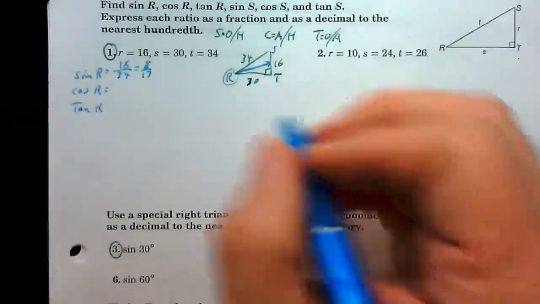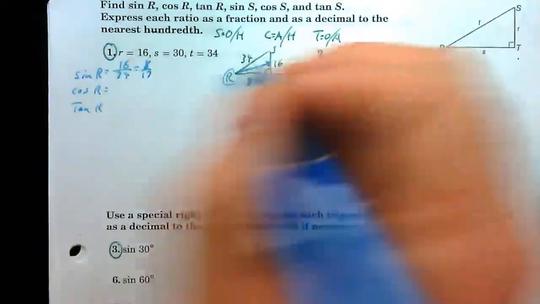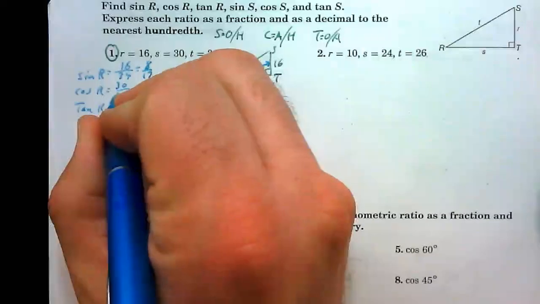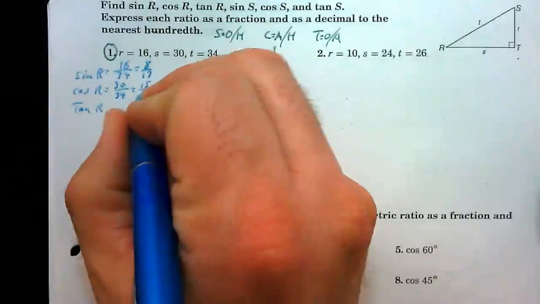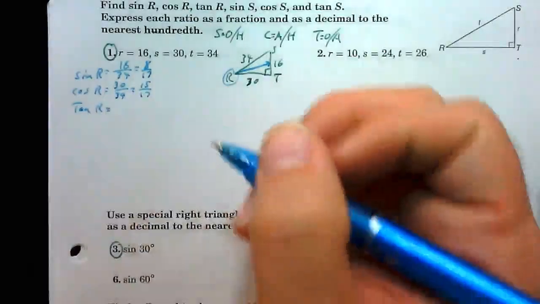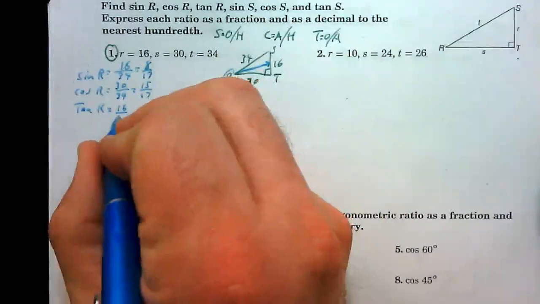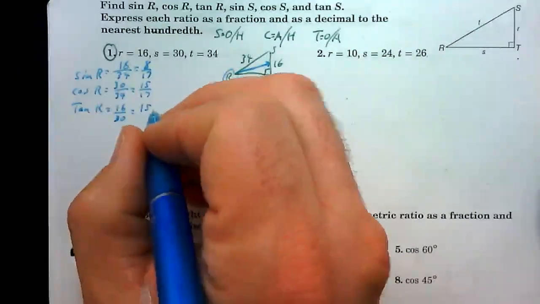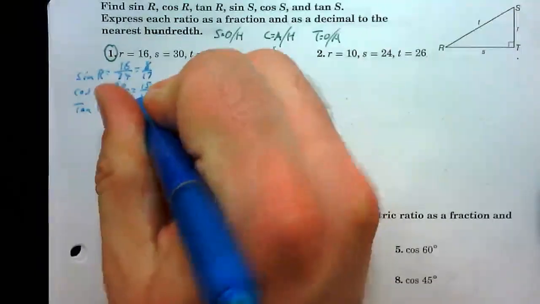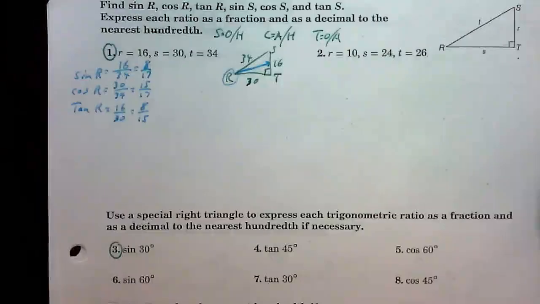So then we have cosine of r. So again, cosine adjacent over hypotenuse. So 30 over 34. Again, we could reduce those both by half, so that'd be 15 over 17. And tangent of r, opposite over adjacent. So 16 over 30. And again, we can go down to 15. Oh, sorry, I just reduced the wrong one there. 8 over 15. And those would be our values for r.